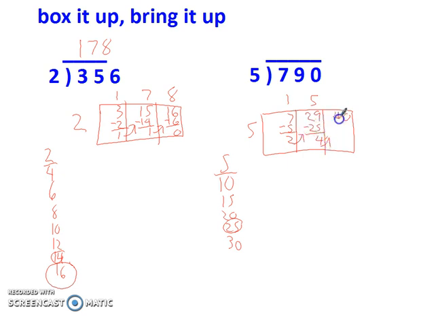Bring it up. Need to get to 40. 35, 40. There we go. 1, 2, 3, 4, 5, 6, 7, 8. 8 times 5 equals 40. And there's nothing left. So 790 divided by 5 equals 158. Definitely a lot faster than counting by 5s all the way to 790.